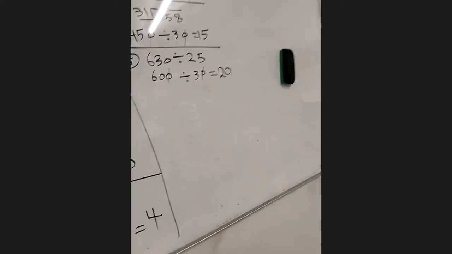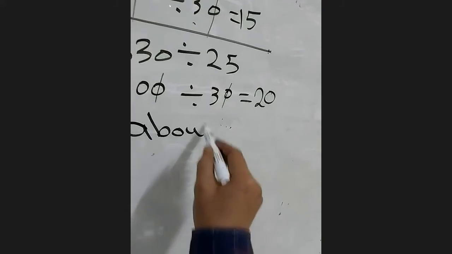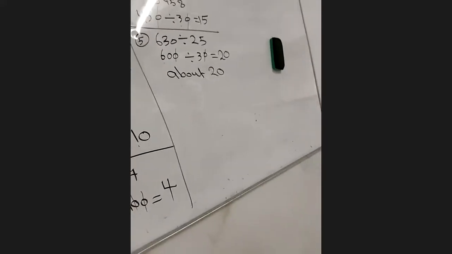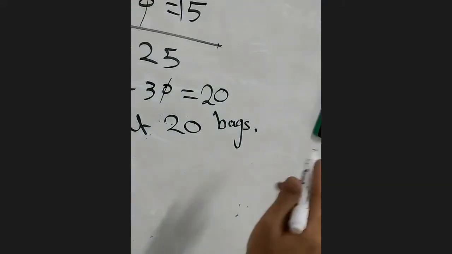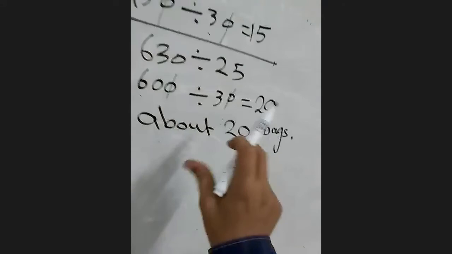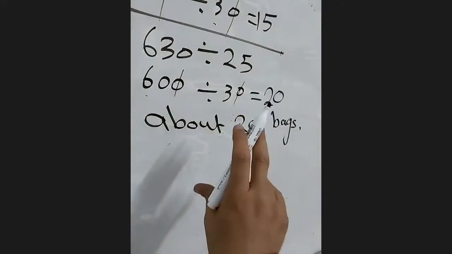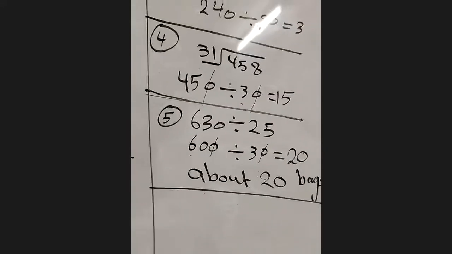So what do you write? Look here, about 20 bags. Not exactly 20 bags, it's about 20 bags. Near to 20 bags. Maybe 19, maybe 21. This is question 5.